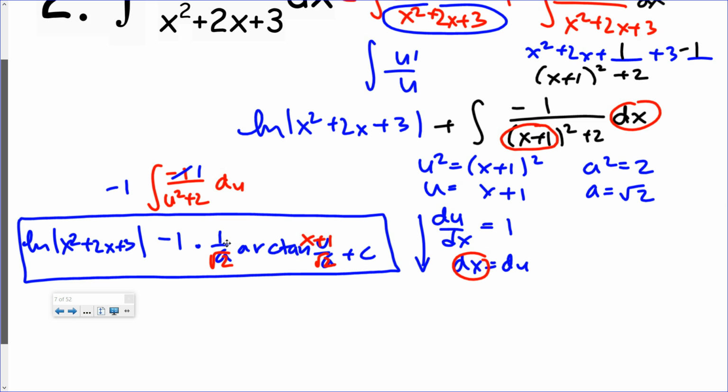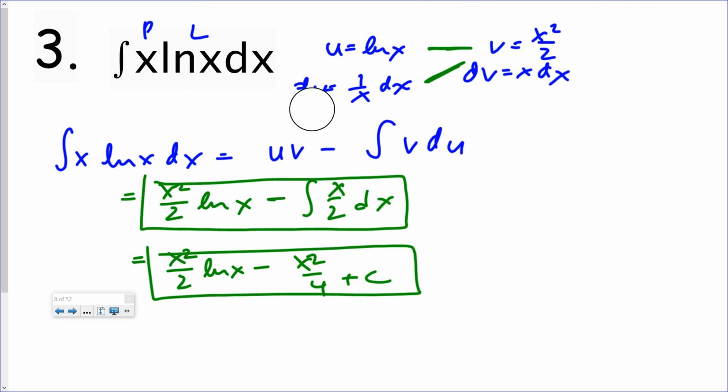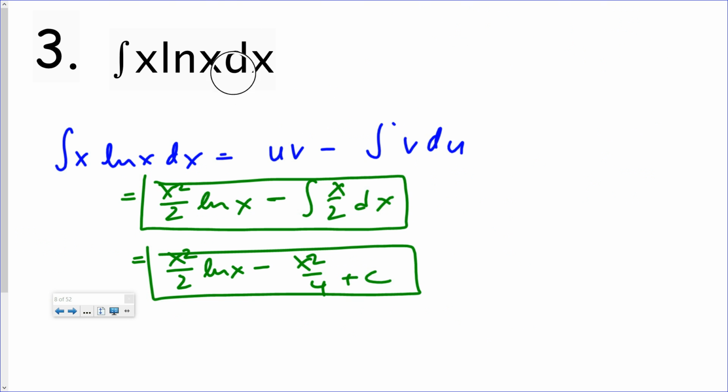Of course, this negative 1 times 1 would just be negative 1. So this will be ln of x squared plus 2x plus 3, minus 1 over square root of 2, since my a is square root of 2, arc tangent of x plus 1 over square root of 2, plus c. That is my final answer, and that is the right answer. Are you guys feeling good about this problem? For sure, guys, on your test, make sure that you can do that problem. All right, let's look at this problem.